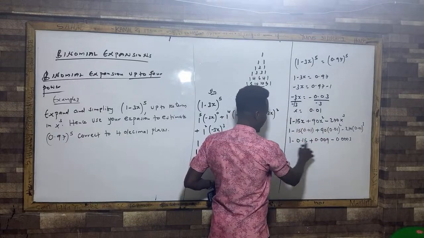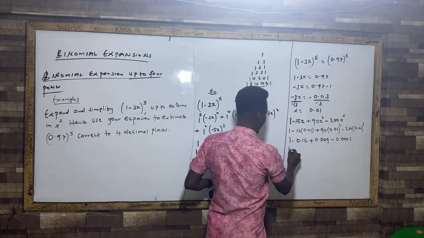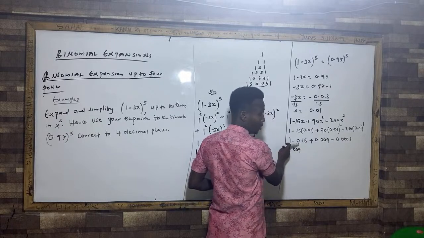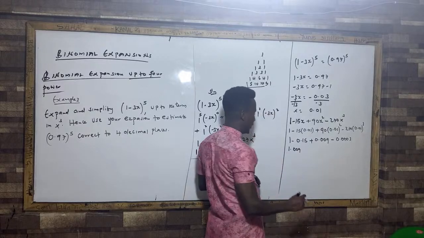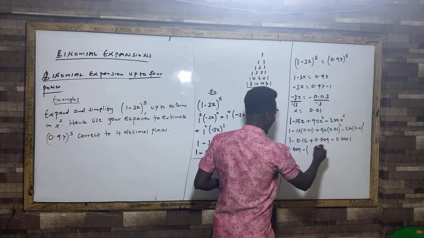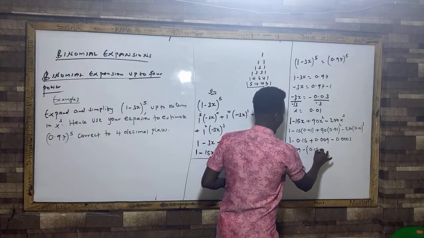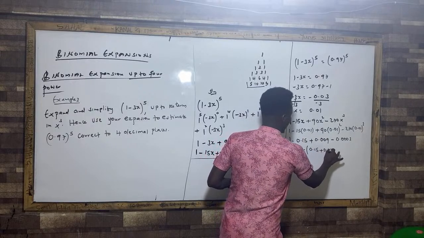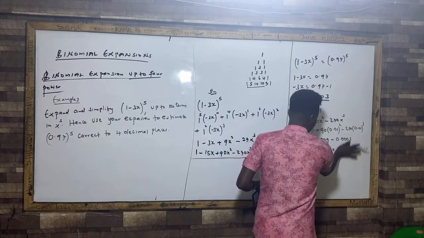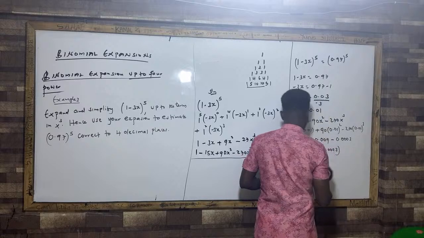Then what will I do? These two are positive. Add these two now. It will be 1.009, because the one is positive and this one is also positive. Add them. Just understand that. Minus, open the bracket, add the two negatives: 0.15 plus 0.0003, that is 0.1503. Now what will I do?